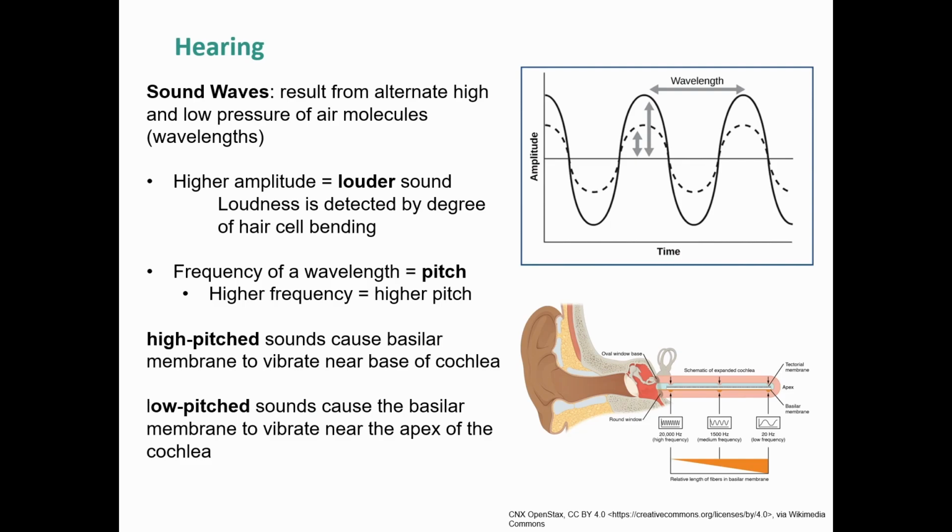So how do we determine volume and how high pitch or low pitch, the frequency? How do we determine that? We first need to understand sound waves. Sound waves are just the result of alternating between high pressure and low pressure of air molecules. Going from high to low to high is what we call a wavelength. We have the wavelength, which is the distance between the peaks, but we also have the amplitude, which is how high the peaks go.